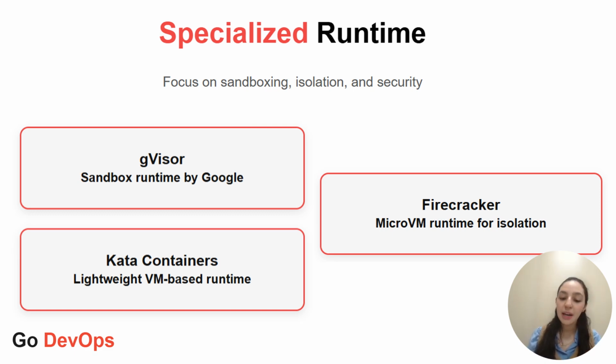And finally, we have Firecracker, a micro virtual machine created by AWS, and it focuses on being extremely lightweight and secure with minimal overhead. So it's perfect for a scenario where you need to run thousands of short-lived isolated workloads quickly. These specialized runtimes are especially useful in cloud environments and multi-tenant systems where container isolation alone might not be enough.